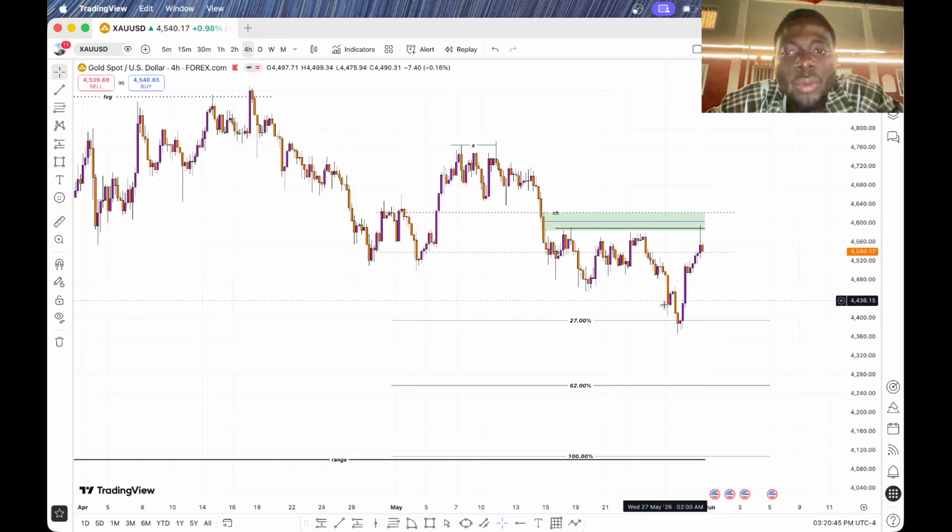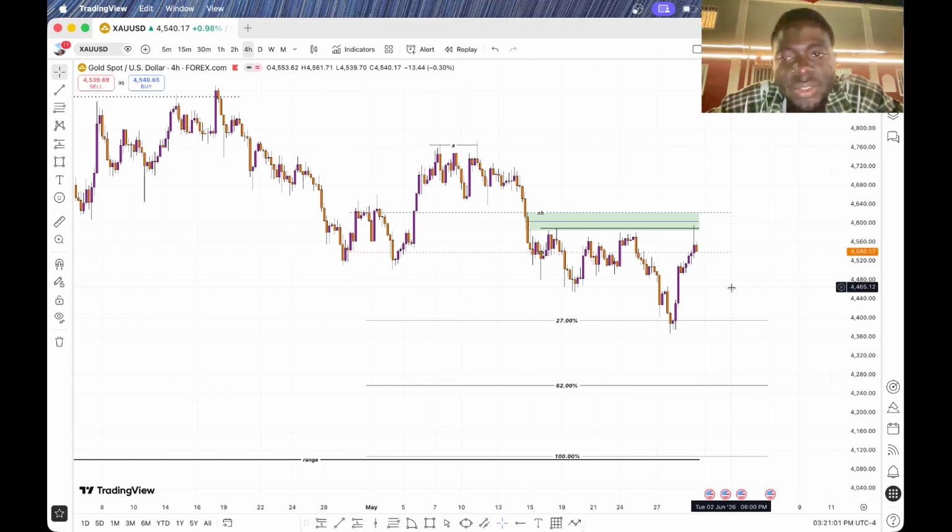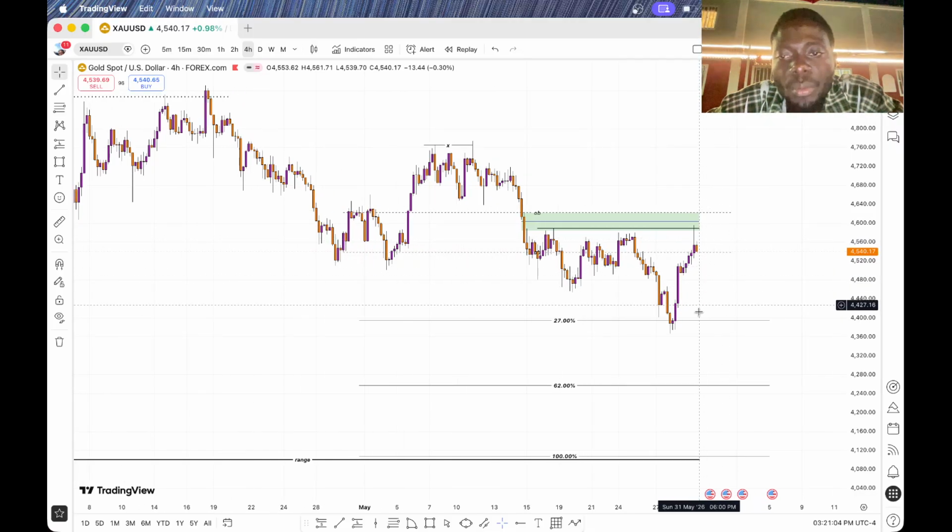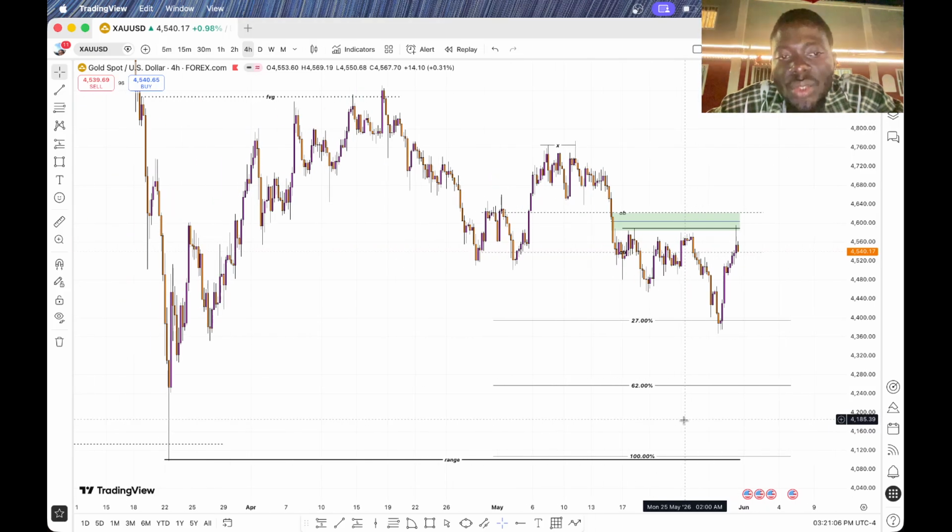So all this noise in the market, personally, I'm not seeing it unless I see a move down, maybe comes to this level and then shows me that it wants to continue going up, then that's when I'll trust it. But if it doesn't, I'm not going to trust it. Do you understand? So overall, I'm looking for bearish moves on XAUUSD.